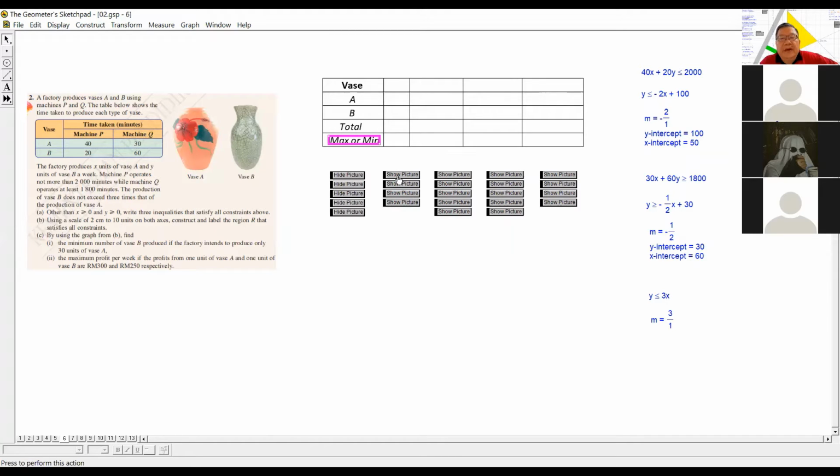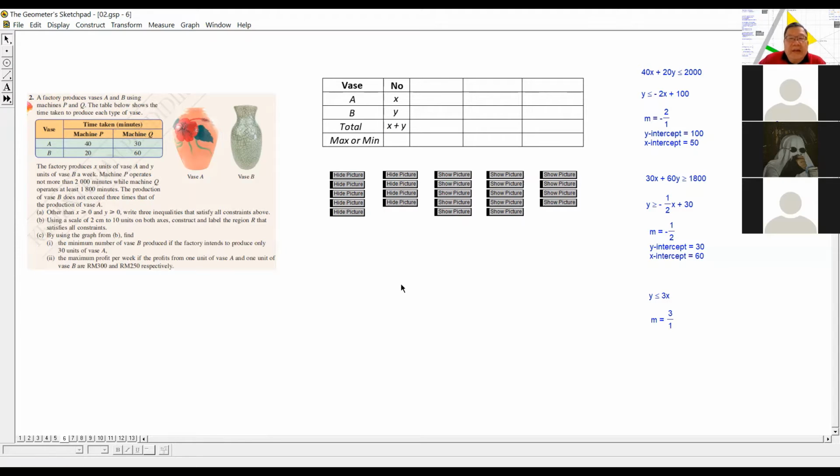Next one. Automatically you know the number, right? You don't follow this table exactly. This number appears in every question. So the number of vase A is x. The number of vase B is y. The total number, here say total means you must put total. The total number is x plus y.